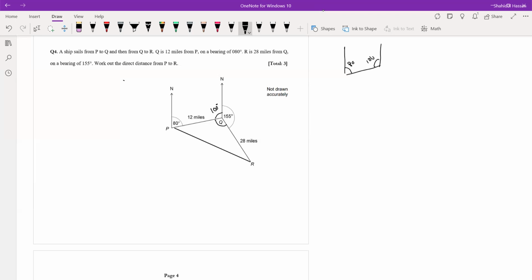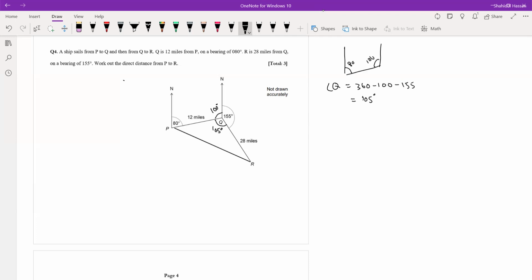Now we can find the value of angle Q. Angle Q must be equal to 360 minus 100 minus 155. Can you give me the answer now, sir? 105. Angle Q should be equal to 105 degrees. So we have 105 degrees there.